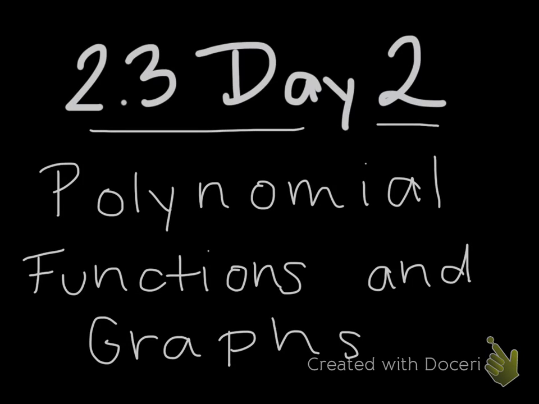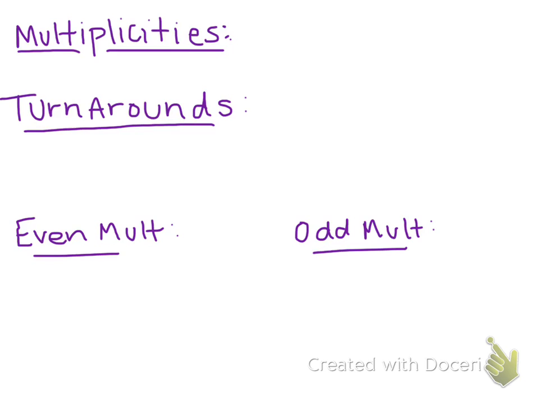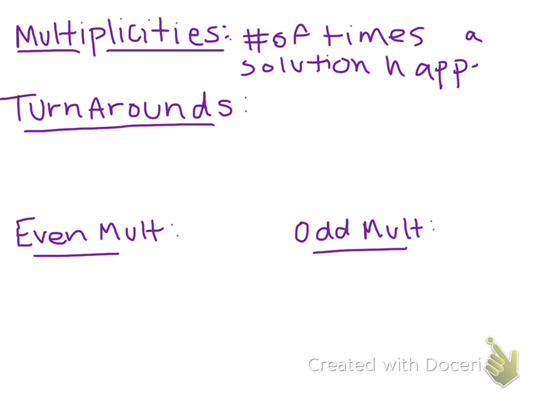Today we're doing section 2.3 day 2 and we're talking about polynomial functions and how to graph them by hand. So yesterday's video, at the end of the video, I started using this vocab word of multiplicities, and what that means is the number of times a solution happens. So, for example, if you get an answer one time, it has a multiplicity of 1. If you get an answer twice, it has a multiplicity of 2, and so forth.